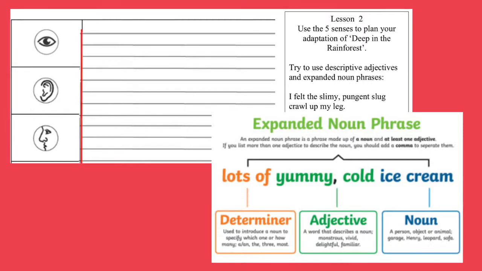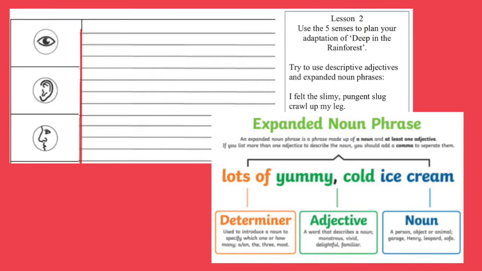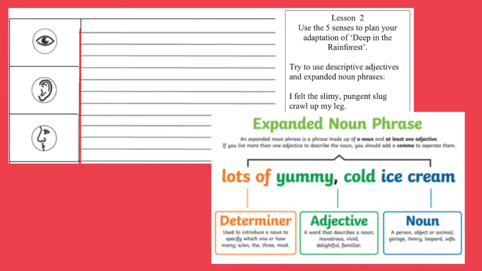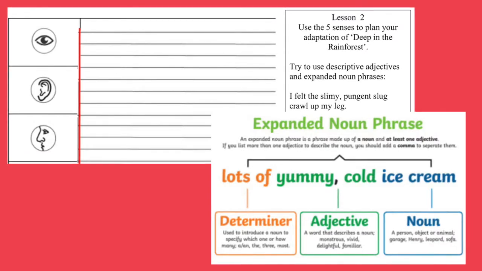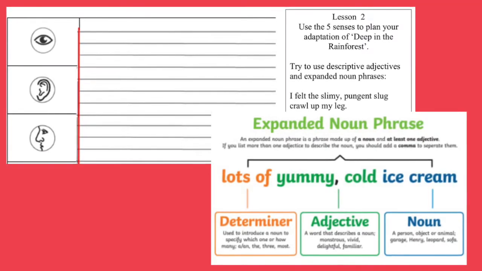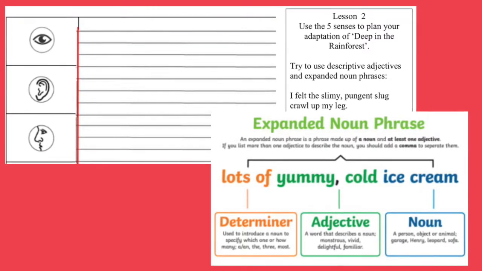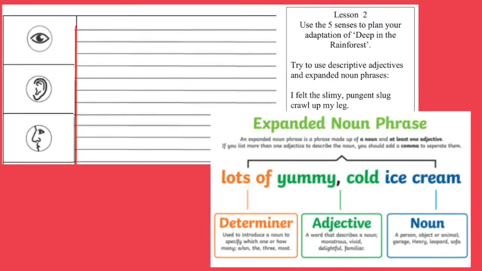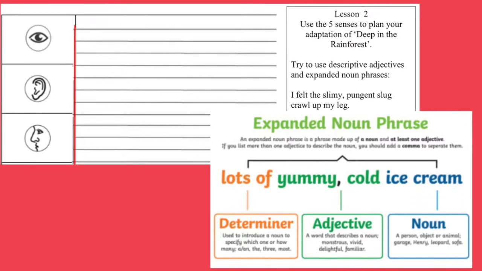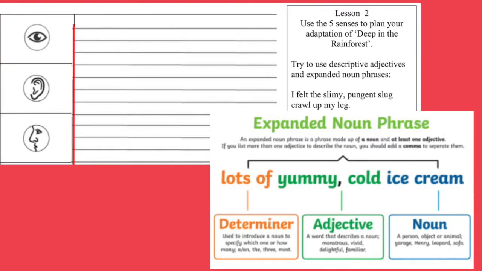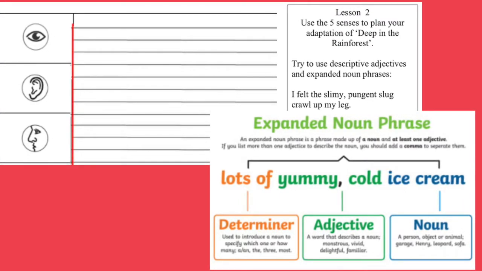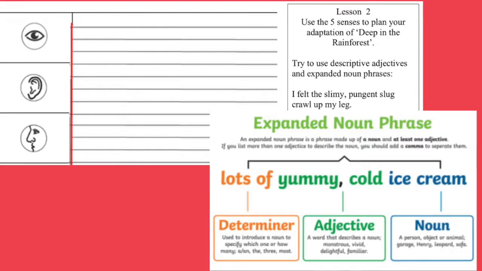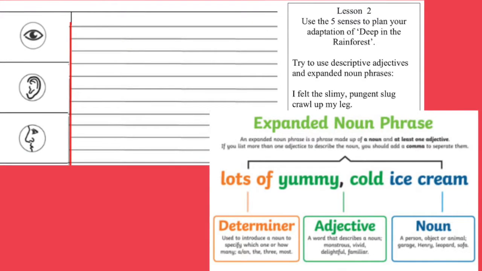But before we have a look, let's glance over this. Now, for your planning sheet, where you're writing out your 5 senses, I would like you to write 4 bullet points for each of those senses. Now, when I say bullet points, I do not mean individual words. I'd like to see a sentence or a couple of adjectives describing that particular sense. So, remember, we need to use adjectives and expanded noun phrases in each of those parts.